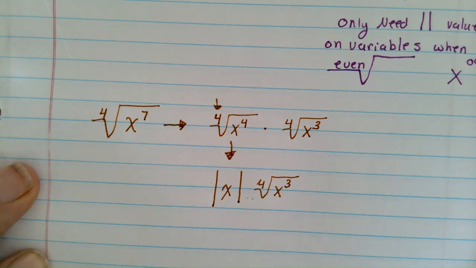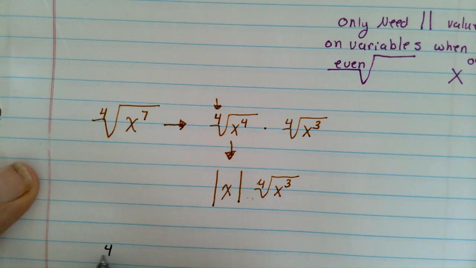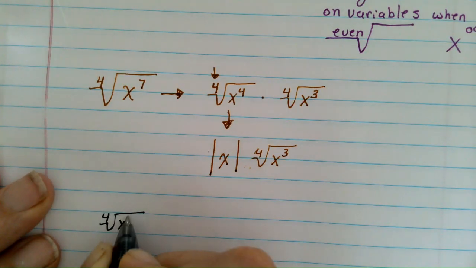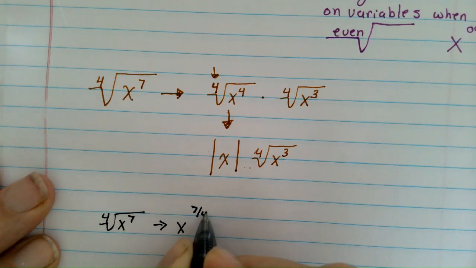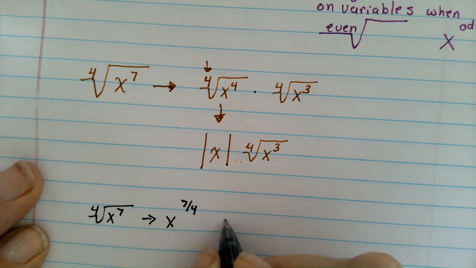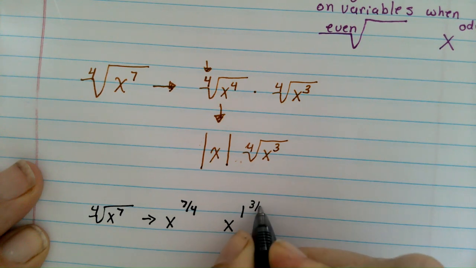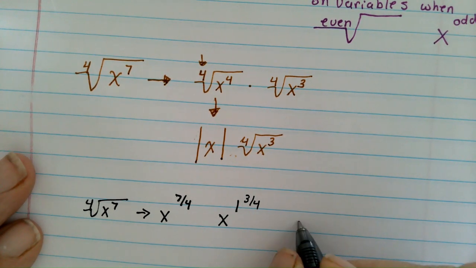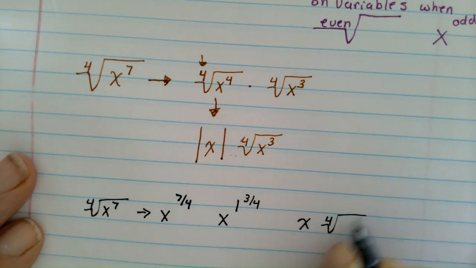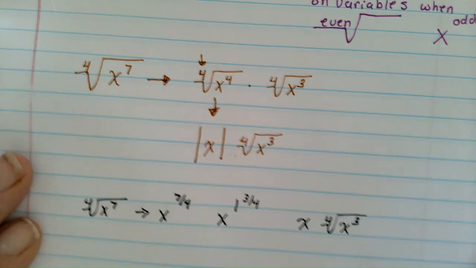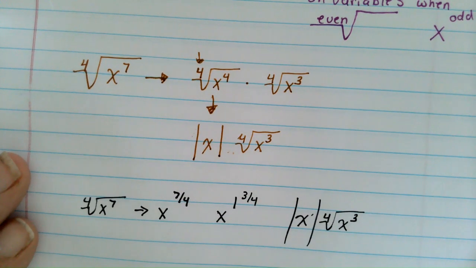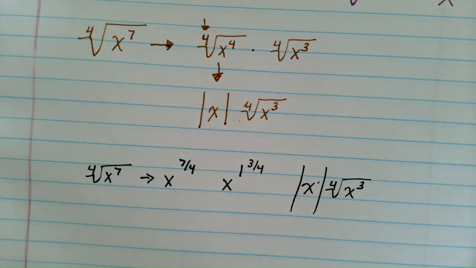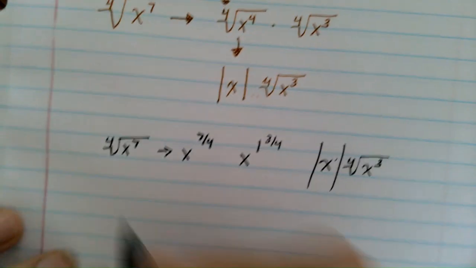Okay, you could have thought of it as this. The fourth root of x to the seventh is equal to x to the 7 over 4. 7/4 is 1 3/4, which is why we have 1 3/4. Odd power, even index, keep it real. That, however, is not how I like to teach my Algebra 2 students. I have some videos on how to reduce radicals in my Algebra 2 videos.